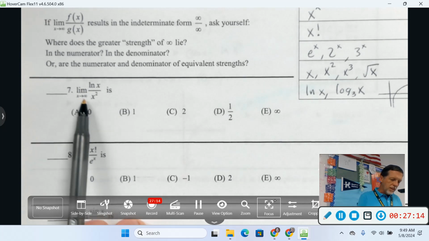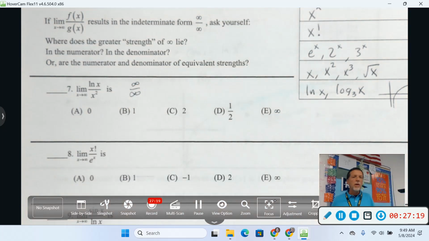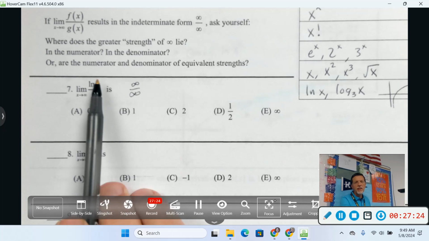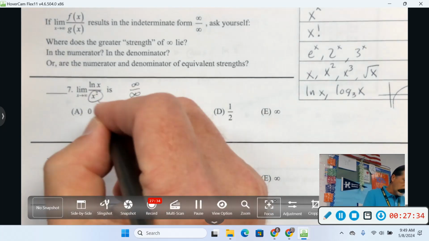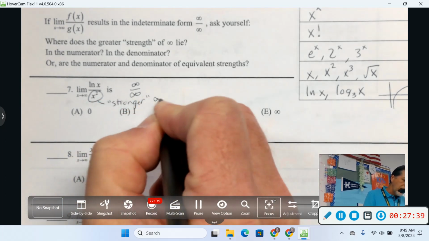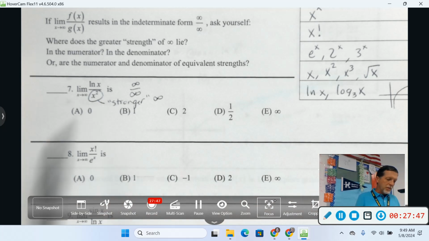So number 7. If I plug in infinity, I get infinity over infinity, but which one of those is the bigger infinity? Natural log or x squared? X squared. Again, you could think about the graph. You know that natural log increases, but not really that much. So x squared is a stronger infinity. I don't know if that's the best way to say that. A stronger function. It gets bigger faster. So what's my answer then? If the bottom's getting bigger faster than the top, 0.